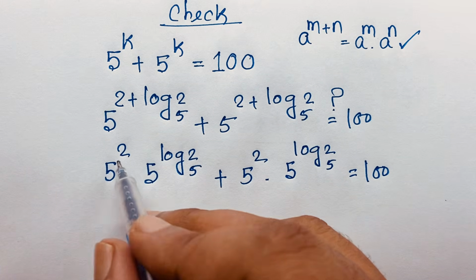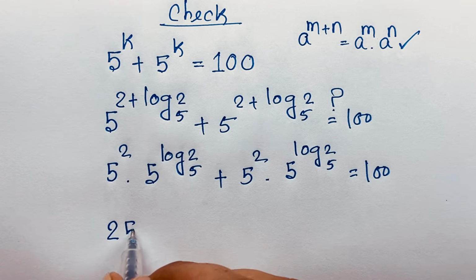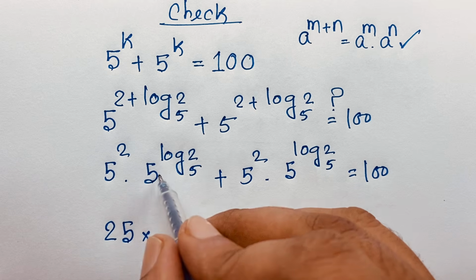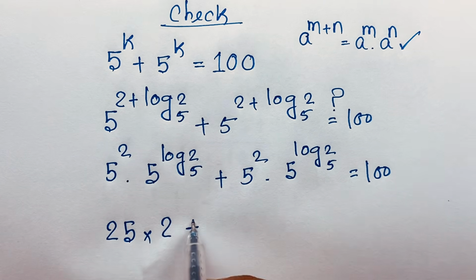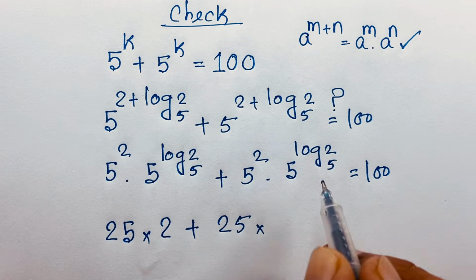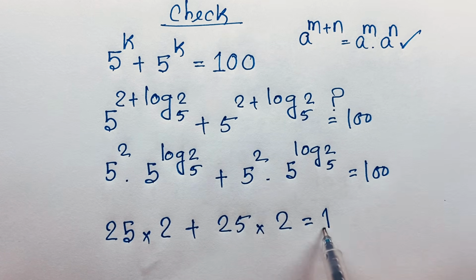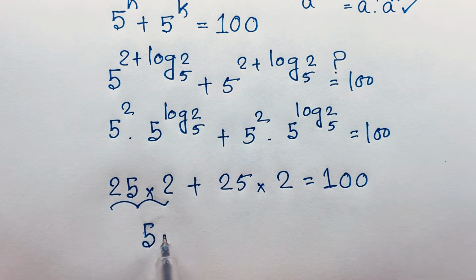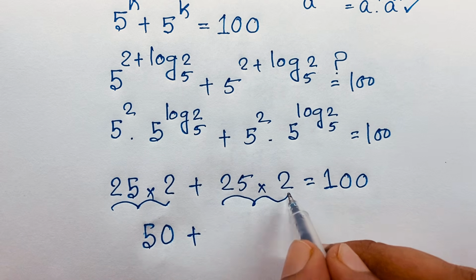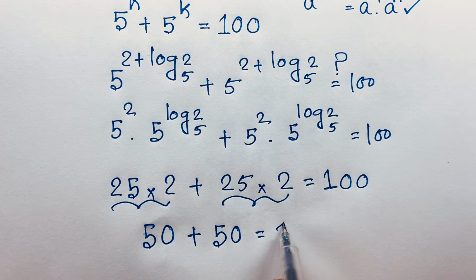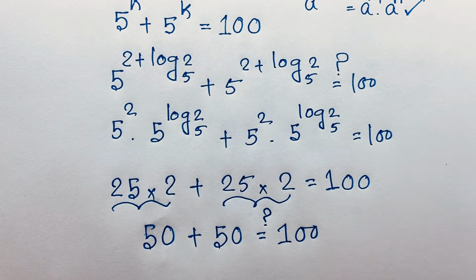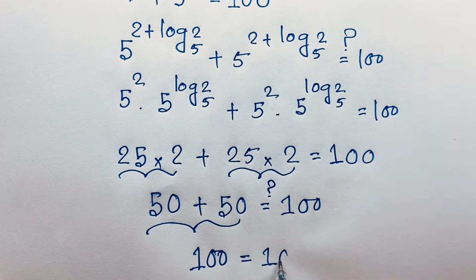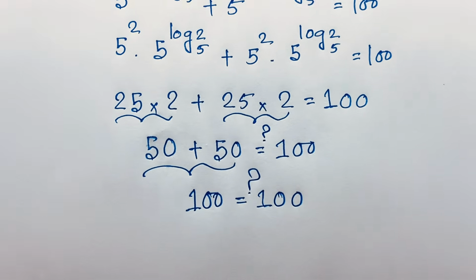Now 5 to the power 2 will be 25 times, and this is 5, this is 5, this is 2. So according to the logarithm formula it will be 2. So this is 25 times 2 plus 25 times 2 is equal to 100. Now 25 times 2, this is 50, plus 25 times 2, this is 50, is equal to 100. Now you can say this 50 plus 50, this is 100, is equal to 100. So left hand side and right hand side both sides are equal.